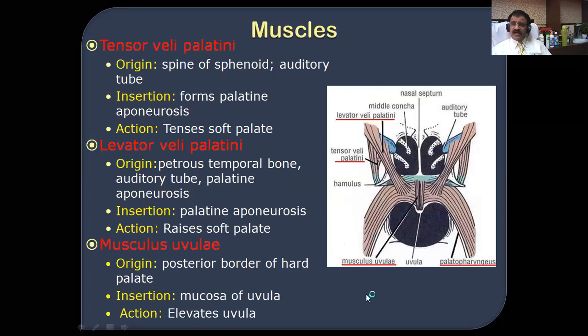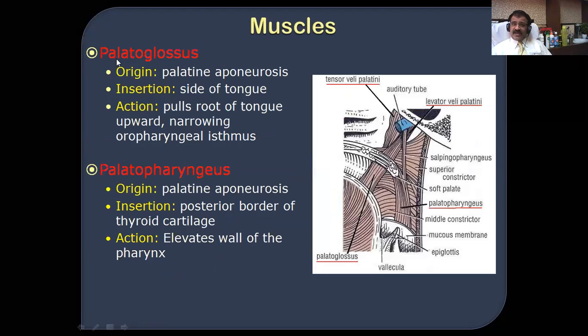So this is uvula, and muscles of the palate are tensor veli palatini, levator veli palatini, and musculus uvuli. So these are all small muscles, and you should know only the names. If you know the origin, insertion and action, it is well and good, but I propose you just remember the names of these muscles. And other muscles are palatoglossus and palatopharyngeus. So palatoglossus is going to the tongue, plus it is also a part of palate muscle, so it is counted here also. And palatopharyngeus is another muscle from palate to pharynx.